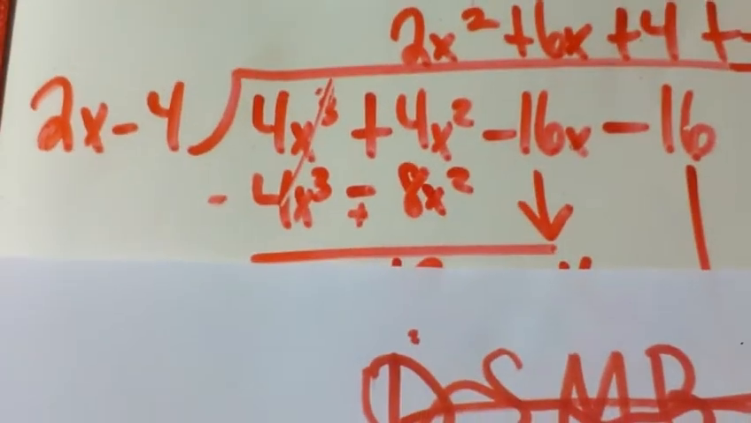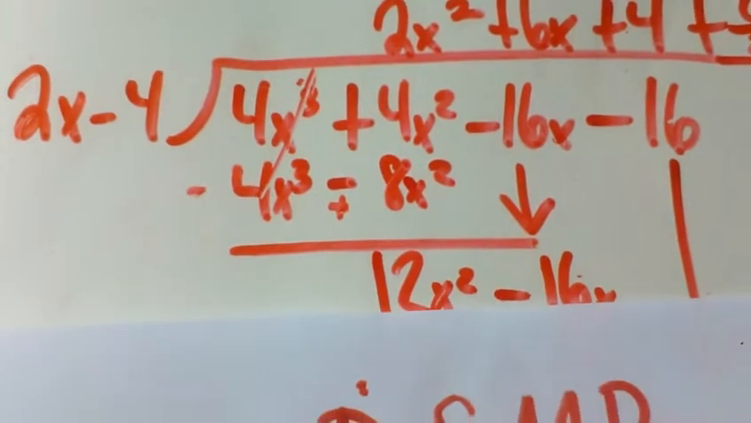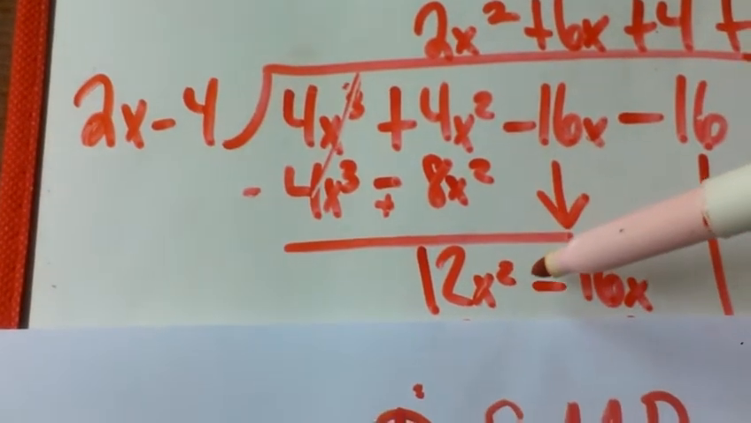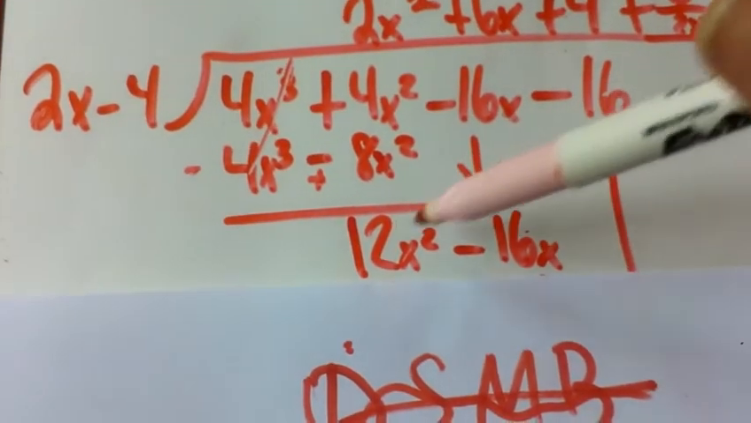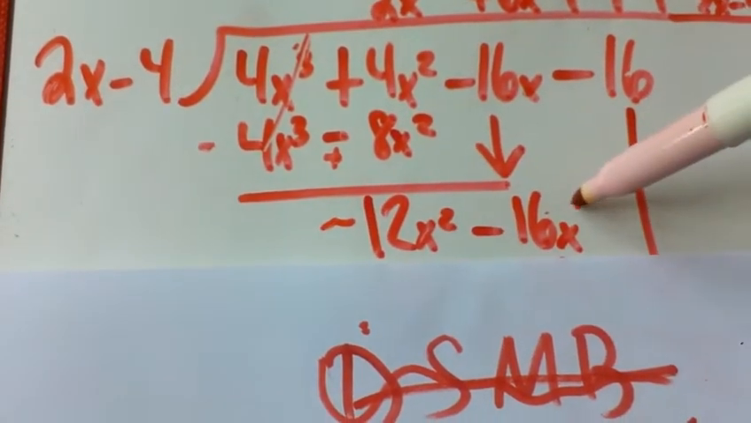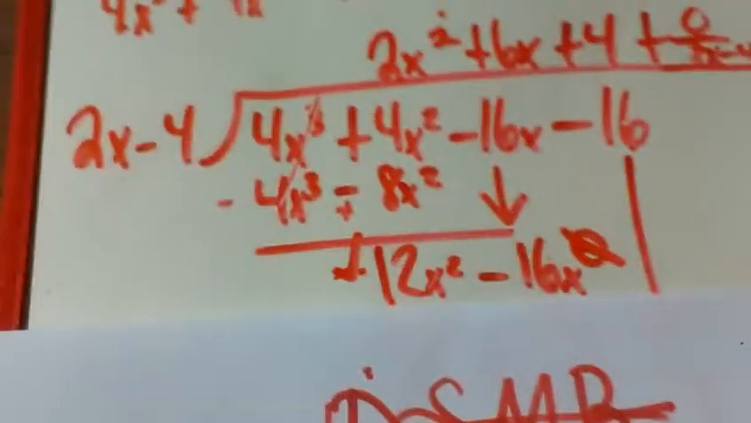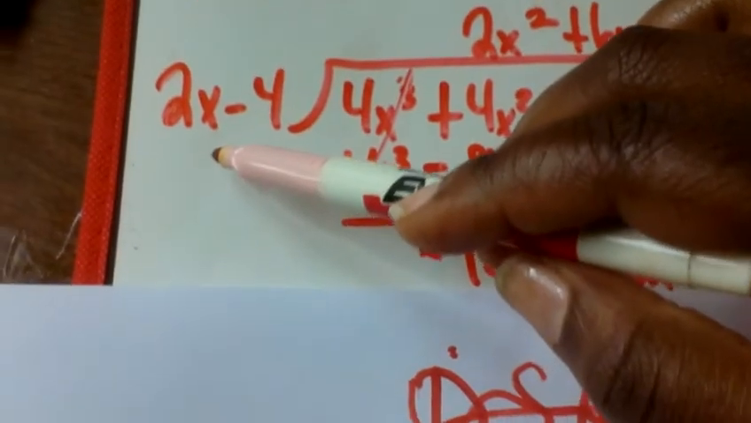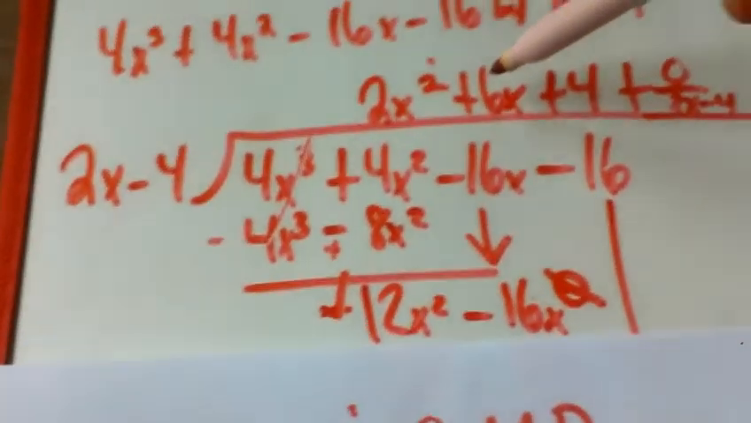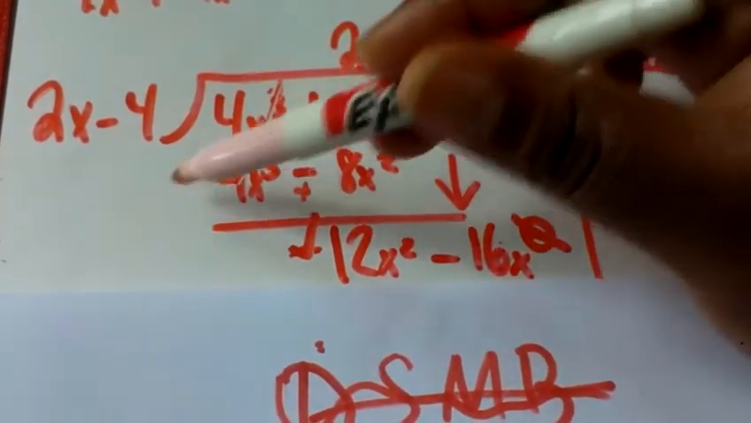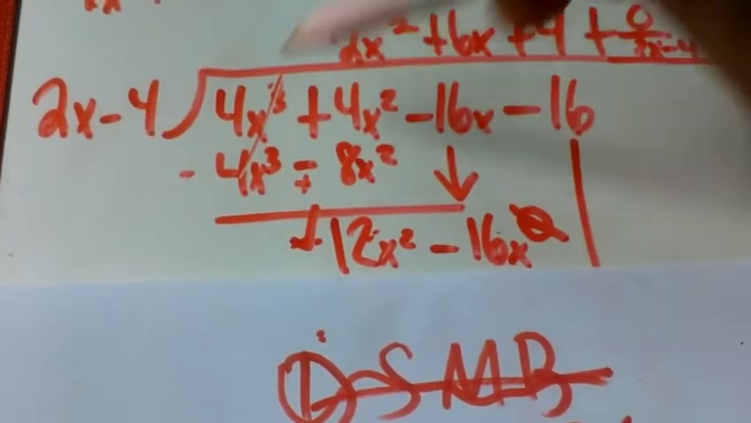So now, once we do that, we end up with 12x squared minus 16x. That's the last step, is to bring down. That's what the B stands for, right? So we take this number right here, the 12x, and we divide it by 2x, which gives us plus 6x. And 6x times 2x is what? 12x squared. Remember, they have to be the same number that you're multiplying and dividing by.